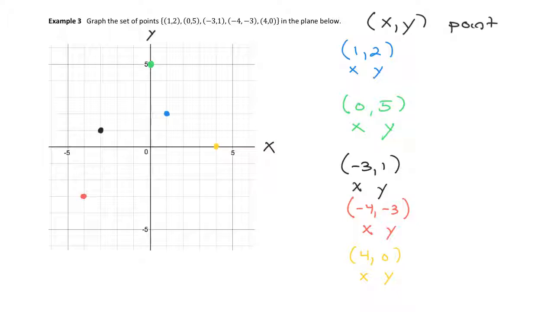So that's it for this example, but I'll just reiterate that there's 2 ways to think about your points. Again, focusing on this one, 1, 2. Either start at 0, 0, go over 1 up 2, or if this is your location, to find the x coordinate, you can look down to the x-axis to see the 1, and look over to the y-axis to see the 2.